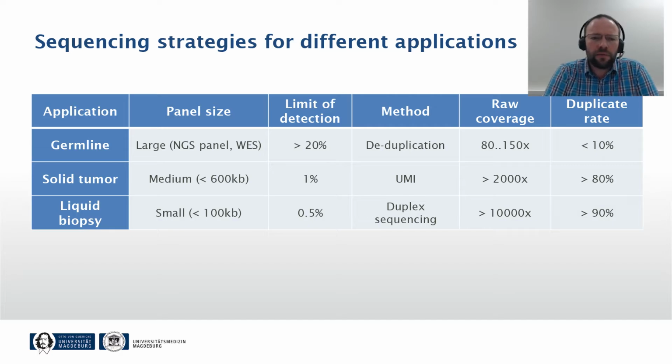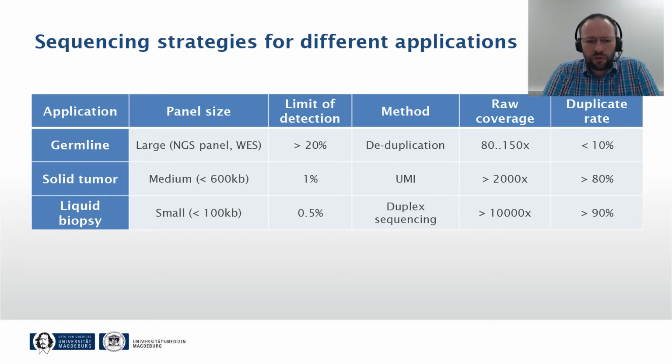Maybe I will have 2 or 3 slides giving an introduction to the background that is necessary for my talk today. If we think of sequencing strategies, we need different applications. If you look for a germline mutation, where we use large panels or whole exome sequencing, we look for heterozygous or homozygous variants. Therefore, the limit of detection is above 20 or 30%, and it is much easier to detect these variants, also on a raw coverage of about 80 to 150x. So we only need deduplication of the pooled samples to separate the reads between these samples.